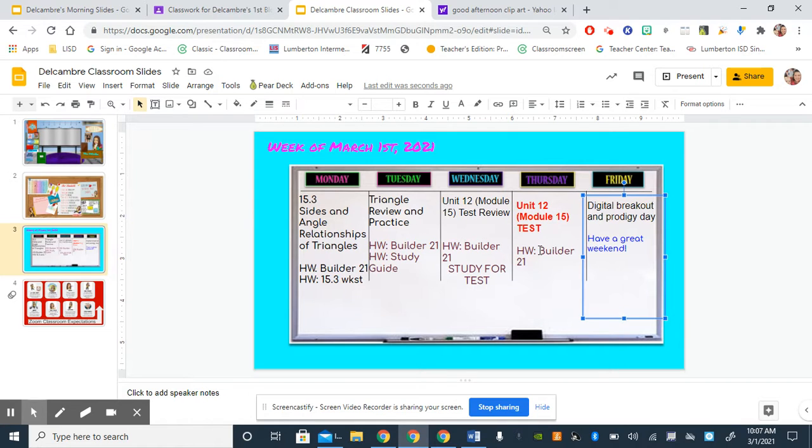Thursday, we have our test over our triangles. And then Friday, we're going to be doing digital breakout and Prodigy on that day. And you'll have a Prodigy assignment. It will be 6 questions that you'll be working on. So that goes through what we're doing today.